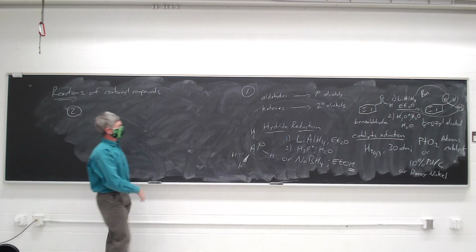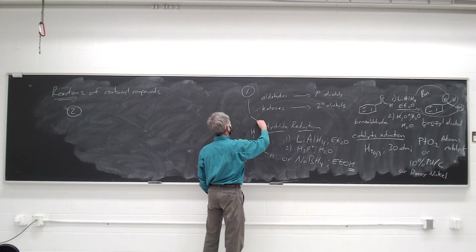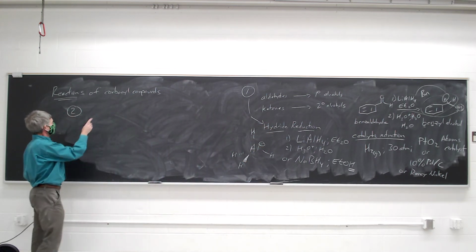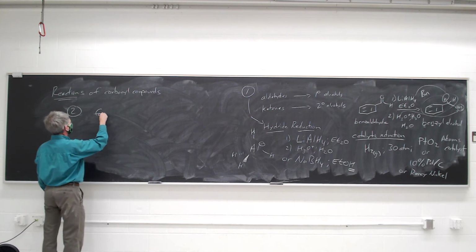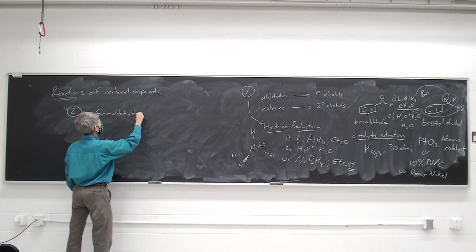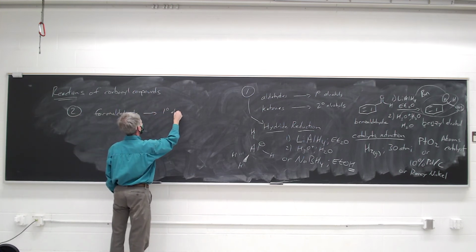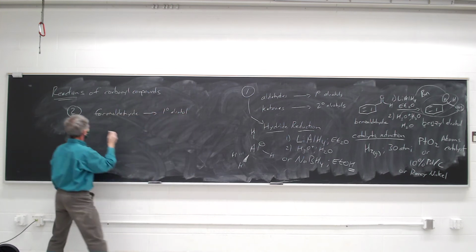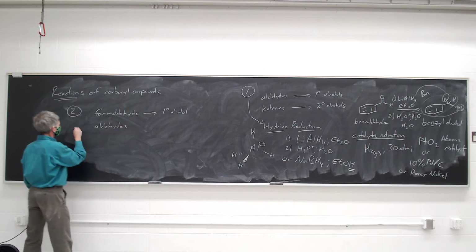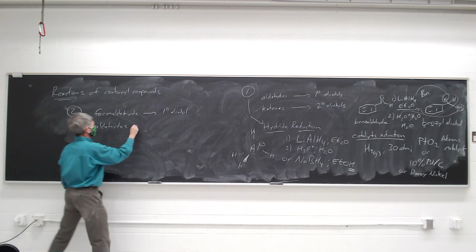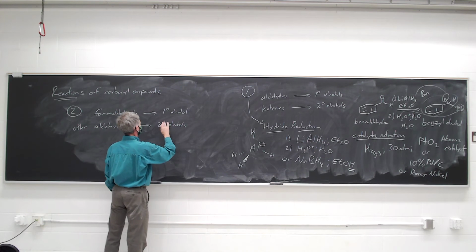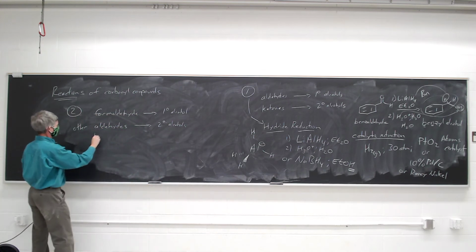So number one was hydride reduction. And this one will convert formaldehyde to a primary alcohol, other aldehydes to secondary alcohols, and ketones to tertiary alcohols.